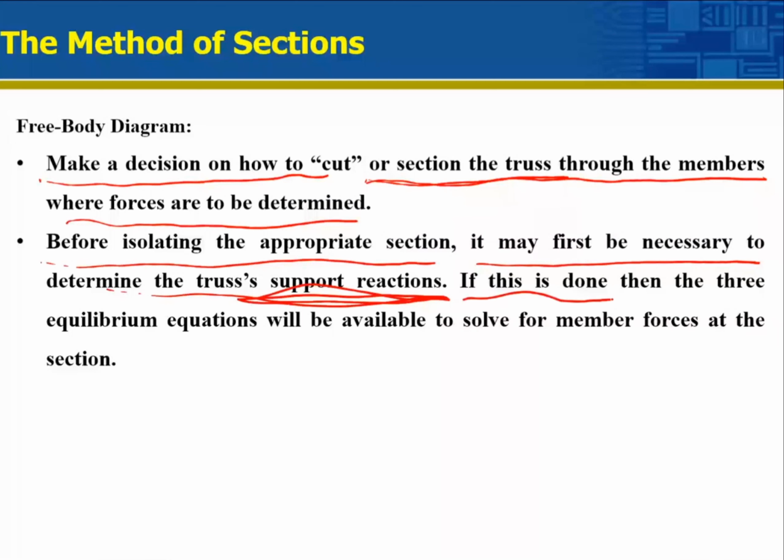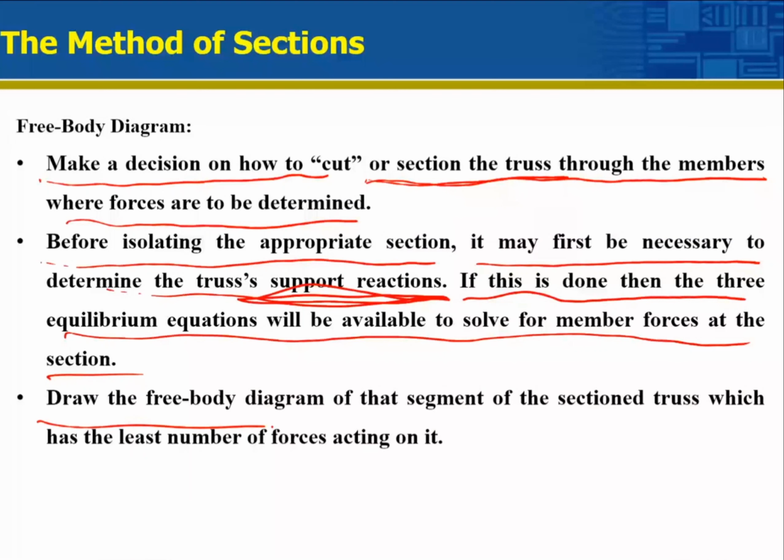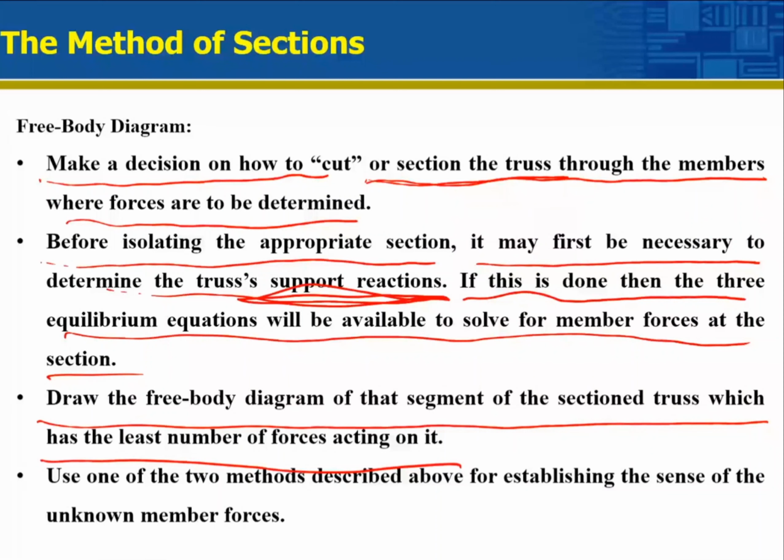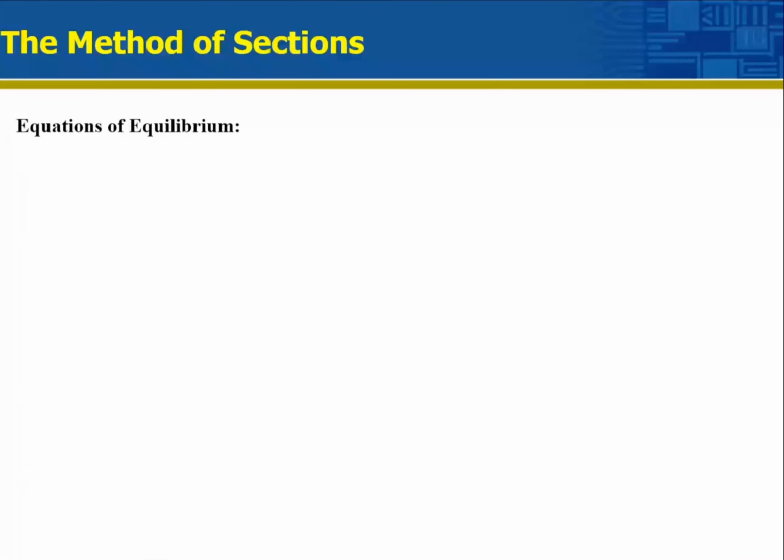Don't wait, because basically, it depends on the problem. So draw the free body diagram of that section of the sectioned truss which has the least number of forces acting on it. So when you select the section, select the one where you've got the least number of forces. Again, when you do some examples, it will get clear. Use one of the 2 methods described above to establish the sense of unknown member forces. If you've got 2 forces acting in the horizontal x in the left direction, then the third one will be in the right direction.